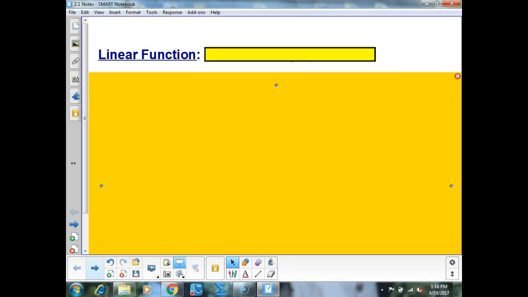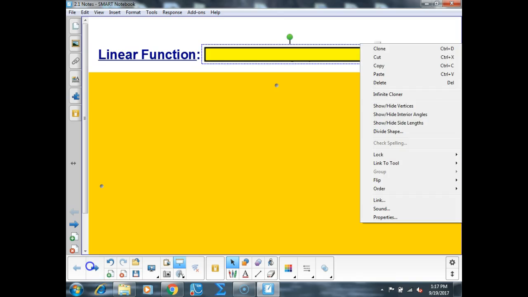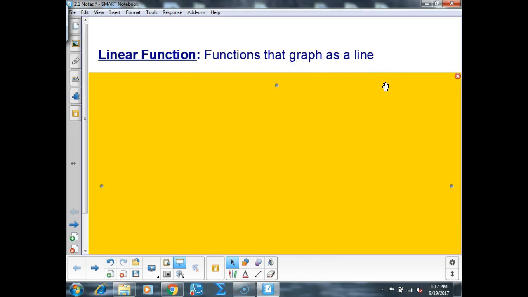All lines are straight. So when you say straight line, you're being redundant. It's a line. That's it. That's the whole thing. A linear function is just that. It's a function that graphs into a line.